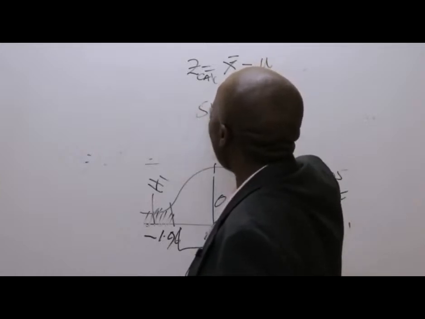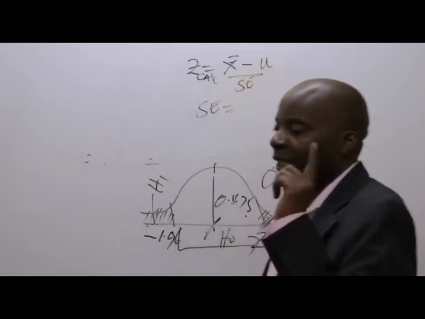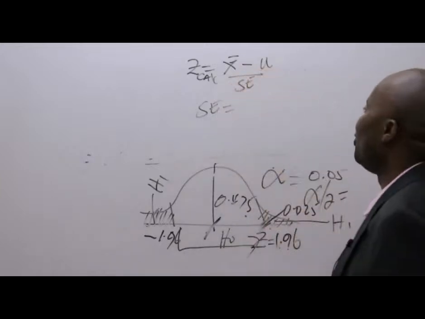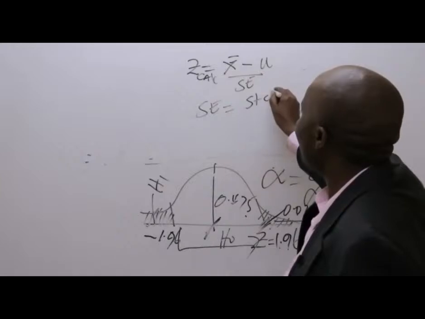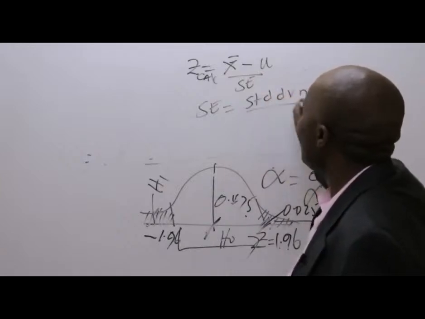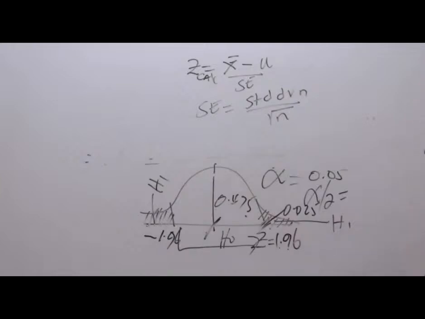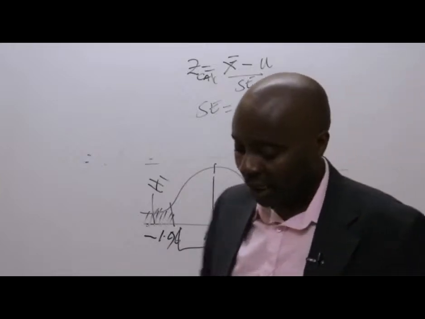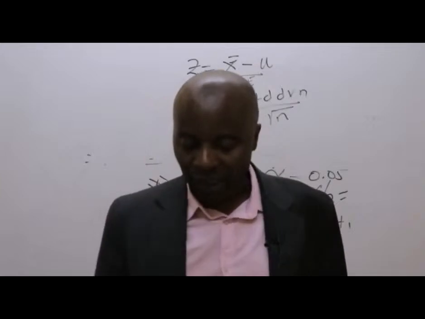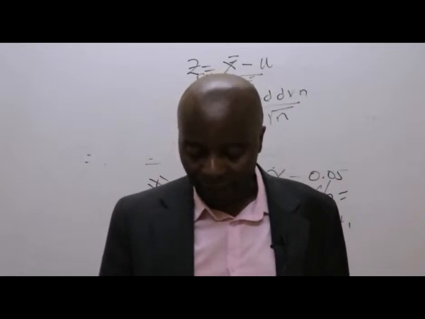And don't forget that to get the standard error for a single mean, normally what we do is to take the standard deviation given and divide it by the square root of n. Kindly calculate that for me and give me an answer. Tell me what do we have there.